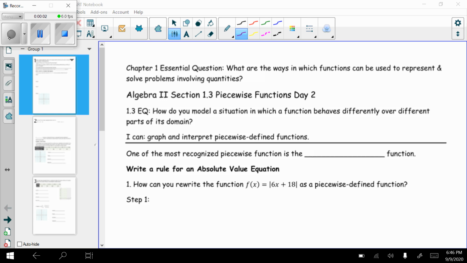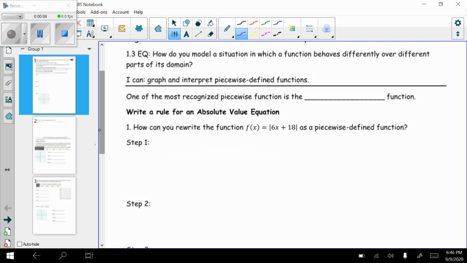So in this section, we're looking at day 2 of piecewise functions. We're going to start out with one of the most recognized piecewise functions, the absolute value function. So this is our absolute value. We're going to start out with how we can write a rule for an absolute value equation.